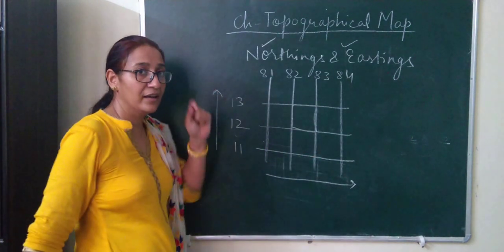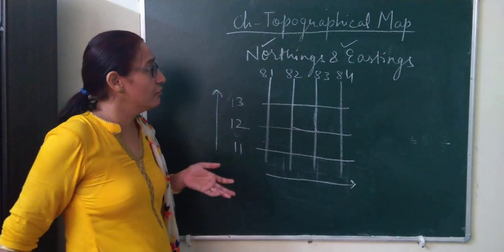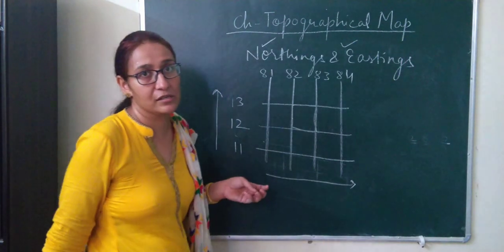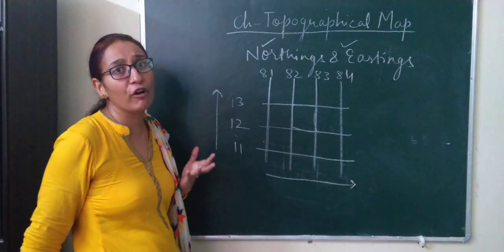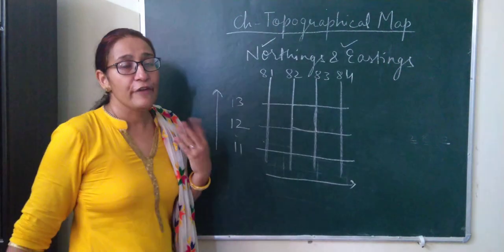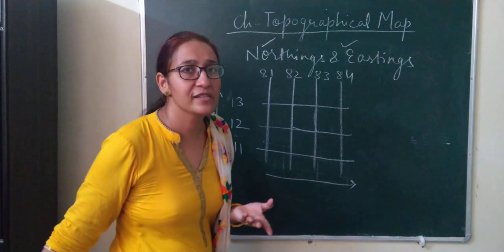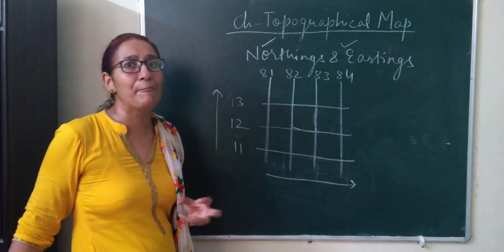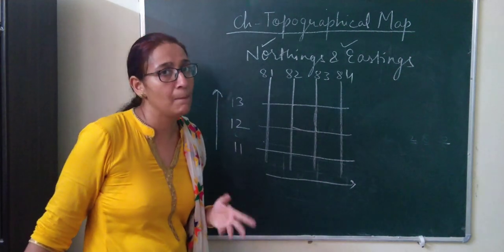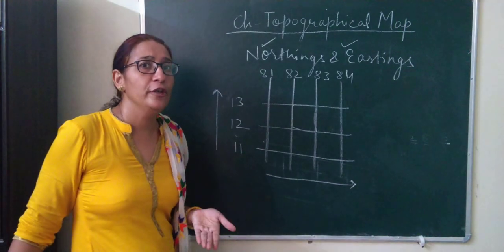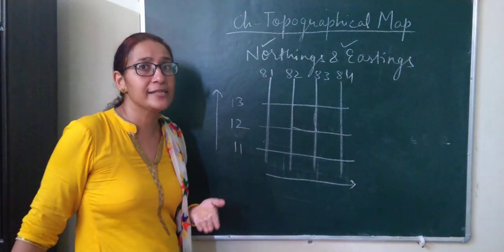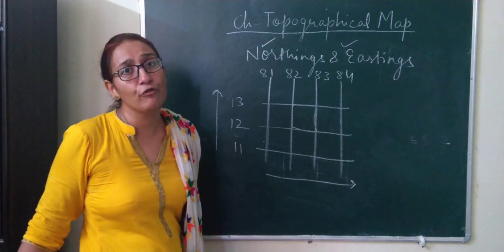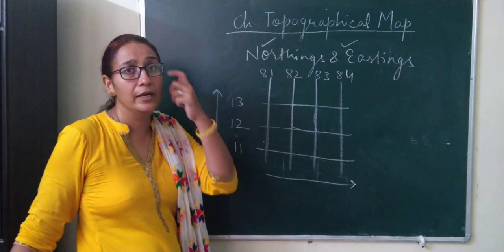Different grids are there. So with the help of these grids, we find out 4 figure and 6 figure grid reference. So let's start with 4 figure grid reference. If we have to find out 4 figure grid reference and 6 figure grid reference, we should learn about different symbols given on a topographical map. In other videos, I will explain different symbols on topographical map. First, we will learn how to find out 4 figure and 6 figure grid reference.